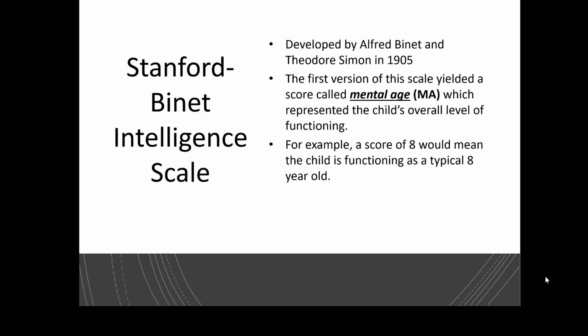The Stanford-Binet Intelligence Scale was developed by Alfred Binet and Theodore Simon in 1905 for a French public school seeking to identify students who may benefit from a specialized educational program. The first version of this scale yielded a score called the mental age, or the MA, which represented the child's overall level of functioning. A score of 8 for the MA would mean that the child is functioning as a typical 8-year-old.